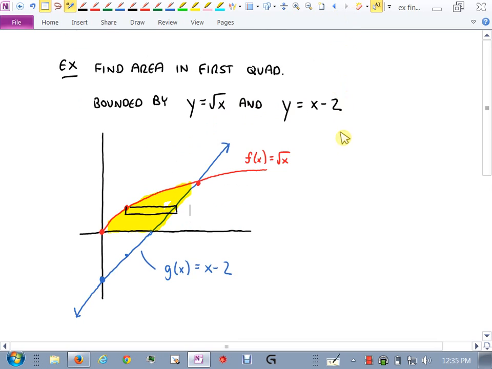But in order for me to do this, I have to be able to look at the blue one and the red one as functions of y, not x. And that's not that big of a deal. To say that something is a function of y instead of x means instead of solving it for y, you solve it for x. So take this equation, y equals square root of x, and solve for x. Square both sides.